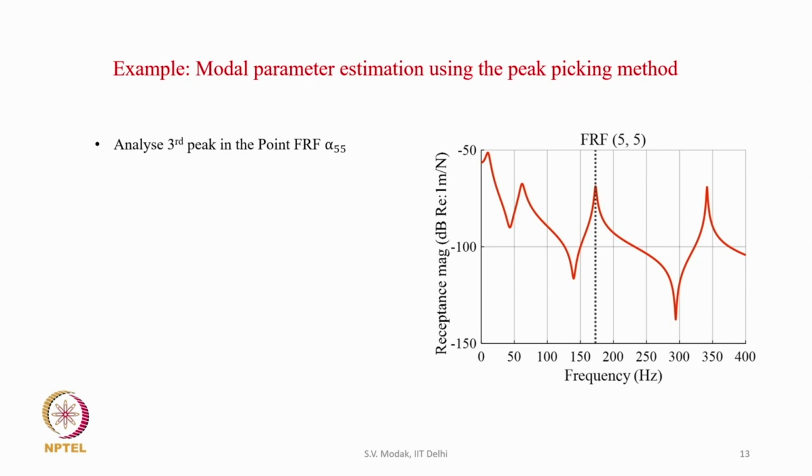Now we first determine the natural frequency. We look at the peak magnitude for the third peak and we determine the frequency corresponding to that peak magnitude. That frequency is the natural frequency. We see from here that this frequency is 173.0 hertz, which corresponds to the maximum magnitude of the third peak, and in radians per second this frequency would of course be 2 pi into 173 radians per second. In this way we get the estimate of the natural frequency.